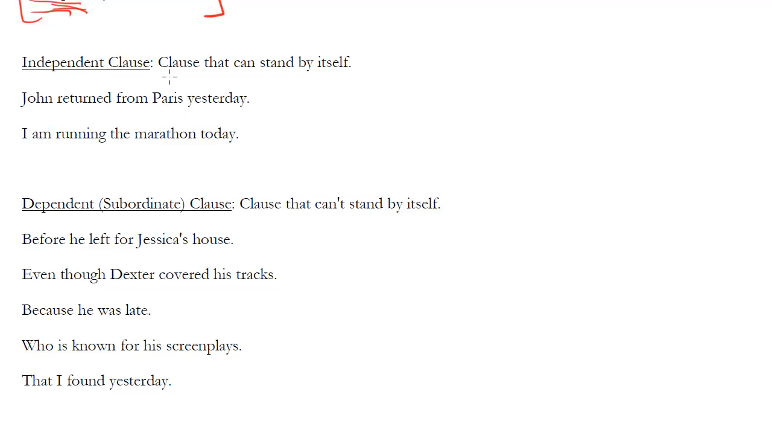So an independent clause is a clause that can stand by itself. So it can function as a sentence. It doesn't need anything else to complete it. So examples, we've seen a lot already, but some more. John returned from Paris yesterday. Here's our subject. Here's our main verb. So it's a clause. And notice it's a complete sentence. We don't have to add anything to it. We don't have to change it in any way. It's complete. I am running the marathon today. Same thing. Subject, verb, complete sentence, no changes required.